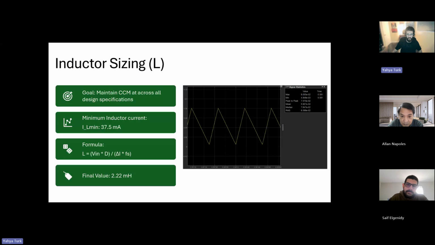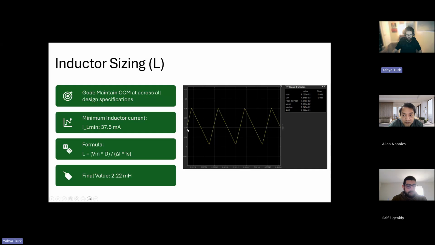For the inductor sizing, as Saif mentioned, we need to stay in continuous conduction mode, which means that our current through the inductor should never hit zero. We did this by first solving for the equation of inductance, by isolating the inductor value from the voltage across an inductor. If you do this analysis when the switch is on, VL is equal to Vin, and then it's a small integral, which the dt is the duty cycle times the period, which is divided by the frequency, and then delta I is the current ripple.